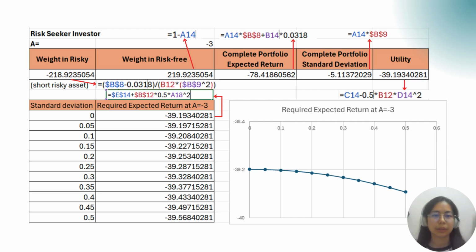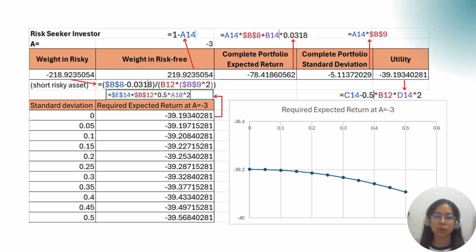We calculate the expected return of the complete portfolio by summing the weight in risky asset times the expected return of the risky portfolio and the weight in risk-free asset times the risk-free rate. The standard deviation equals the weight in risky asset times the standard deviation of the risky portfolio. The utility is the complete portfolio expected return minus 0.5 times A times the complete portfolio variance.